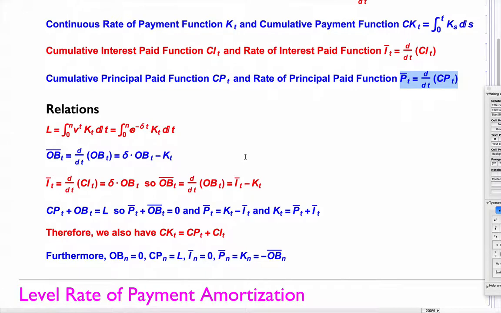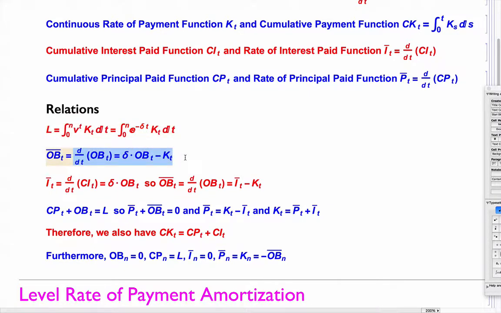You've got the relationships among everything here. First of all, the loan amount L must be the present value of the payment stream. Notice that I'm multiplying KT, a rate of payment in dollars per month, say, by the discount factor function. So I'm discounting the payments back to time 0 here. That's the same as e to the negative delta t, where delta is the force of interest. Then you've got this thing here.